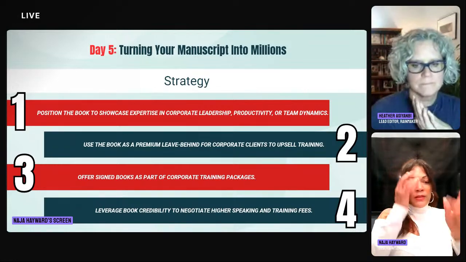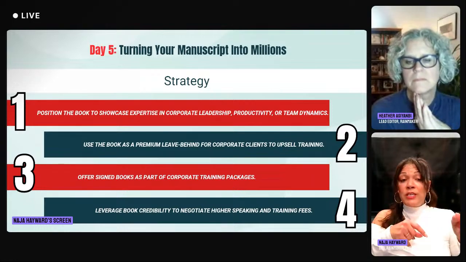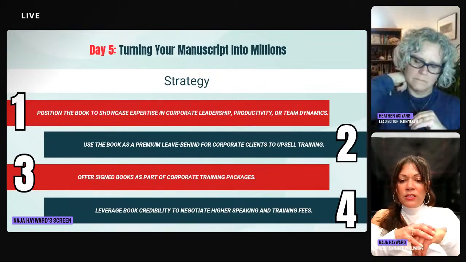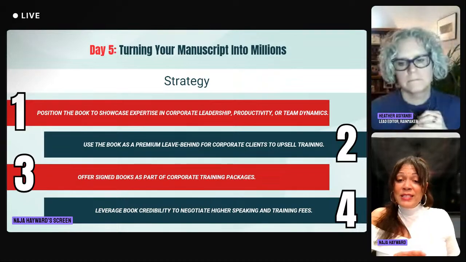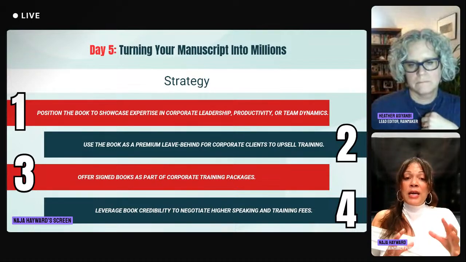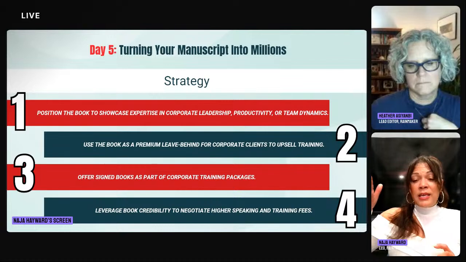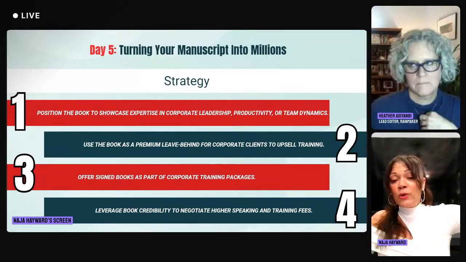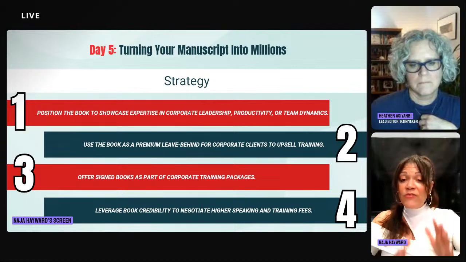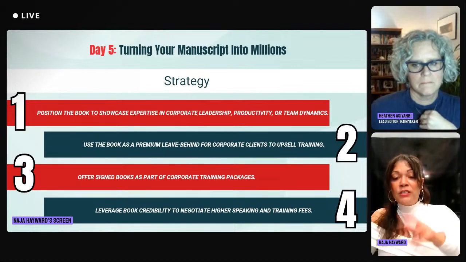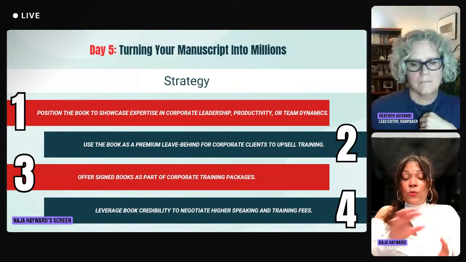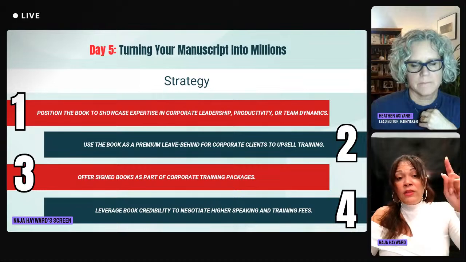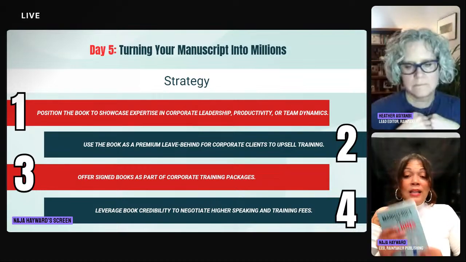So, with that, this strategy is positioning the book to showcase expertise in corporate leadership, productivity, or team dynamics. I have a client, I think I may have already mentioned, she's a doctor. We're converting her thesis into a book. And she is actually using that because she has a $600,000 opportunity that requires her to be a published author. So we're not writing this book because she wants to sell it or get on speaking gigs. It's because this one specific opportunity that she has requires her to be a published author. And so sometimes we turn the strategy on its head, and we have to look at, wait a minute, this is an opportunity that wasn't there before, and it's telling me that I need to be published.